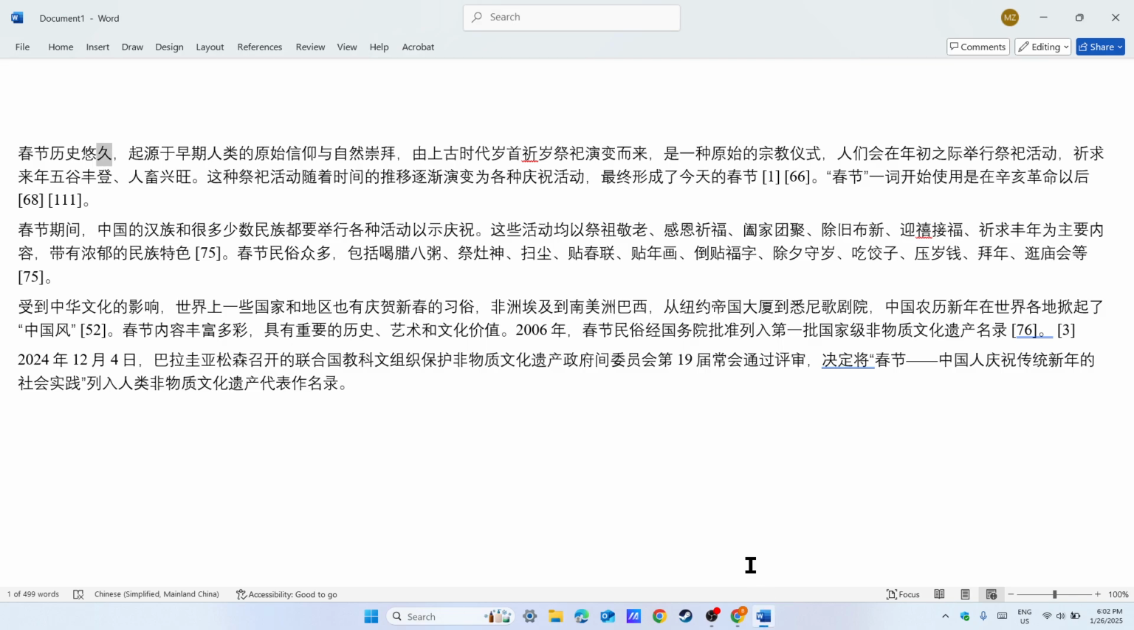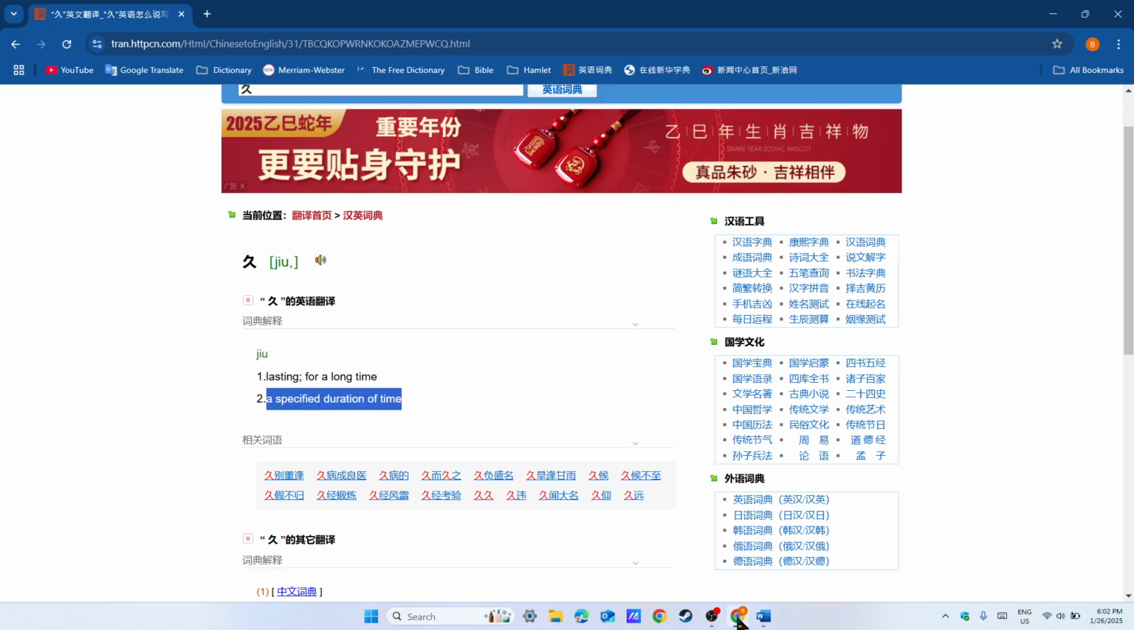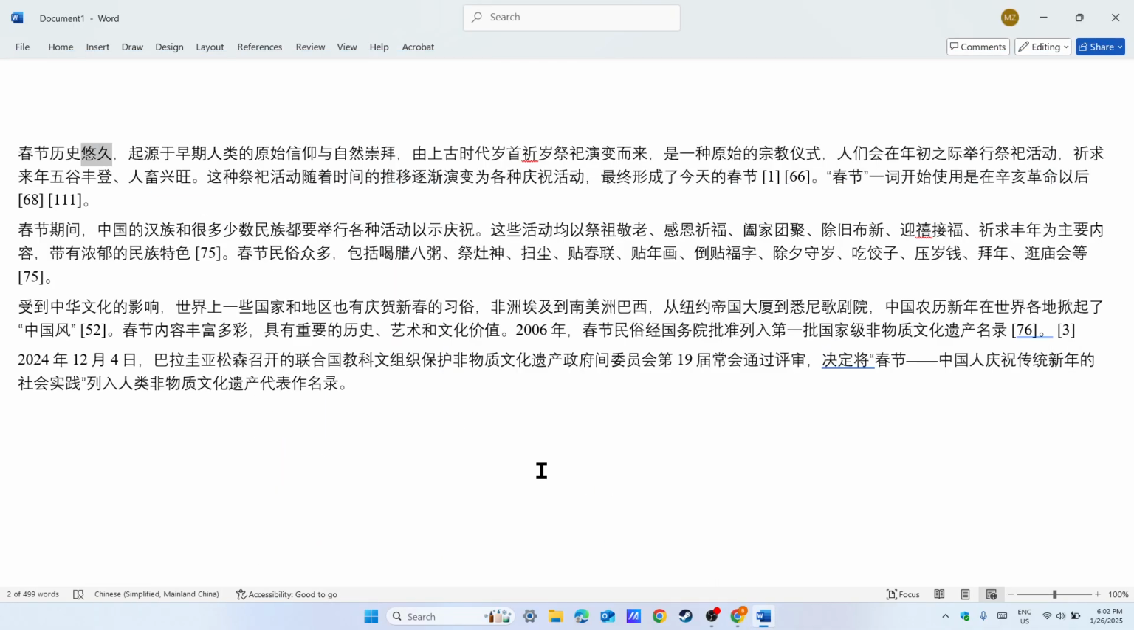Now we look back at 悠久. When these two words combine, 悠久, it basically means lasting for a long time. So this whole half sentence means the history of the Spring Festival has been here for a long time. The history is long. The Spring Festival history is long.